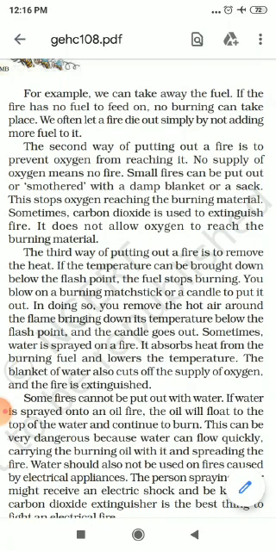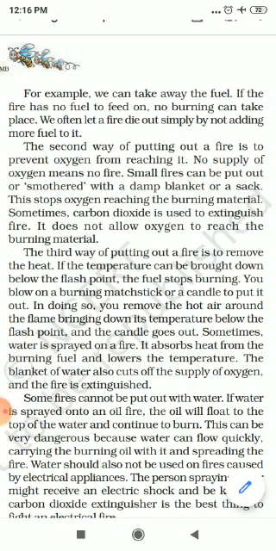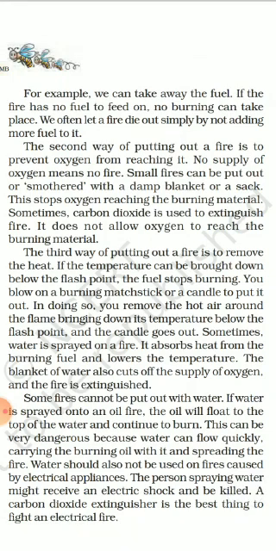The third way of putting out a fire is to remove the heat. If the temperature can be brought down below the flash point, the fuel stops burning. Dear children, you might remember we talked about the flash point, the point at which a thing starts burning. So if we take out the heat, the temperature will not be sufficient. Maybe oxygen is there, maybe fuel is there, but if temperature is not there, then fire is not possible.